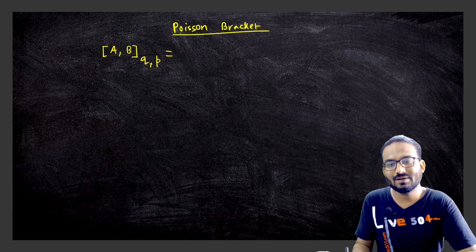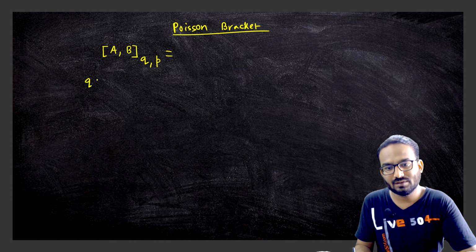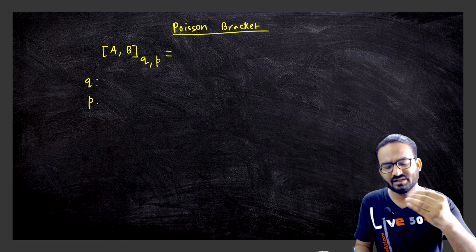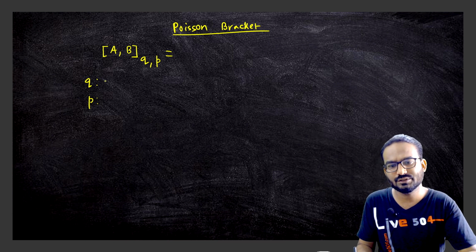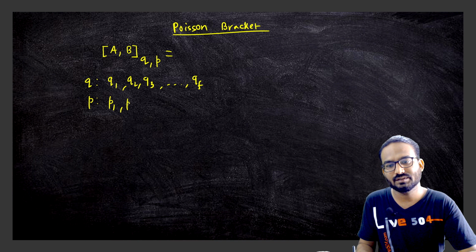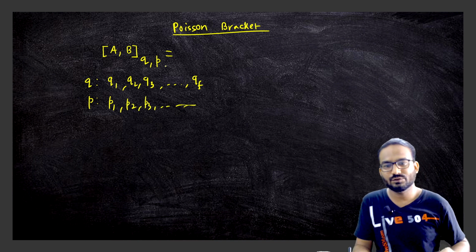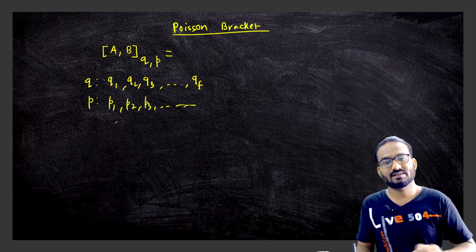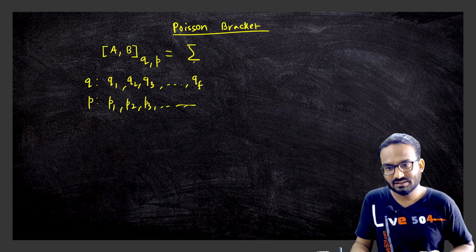So this Q and P, these are just representative variables. Why am I saying it in plural form? Because Q contains Q1, Q2, Q3, up to Qf, and the corresponding values of P: P1, P2, P3, and so on. So in general, we are writing only Q and P, which represent these Qi's and Pi's. That is why a summation sign is used.